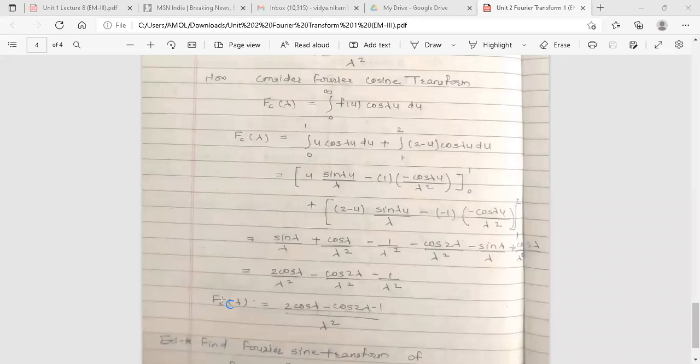The notation is not suffix s, the suffix is c. Fc lambda is equal to 2 cos lambda minus cos 2 lambda minus 1 upon lambda square, because for the cosine transform we use the notation Fc lambda. This is one correction here. And here the concept of Fourier transform and the example based on Fourier transform, the first part is over here. Thank you.